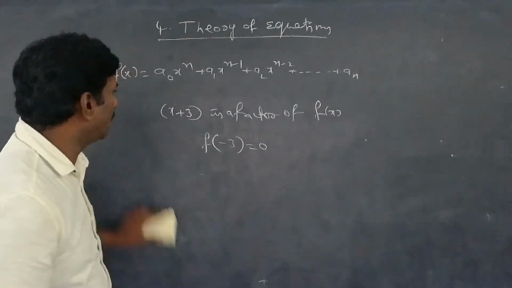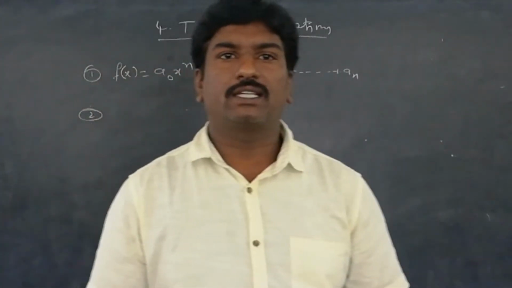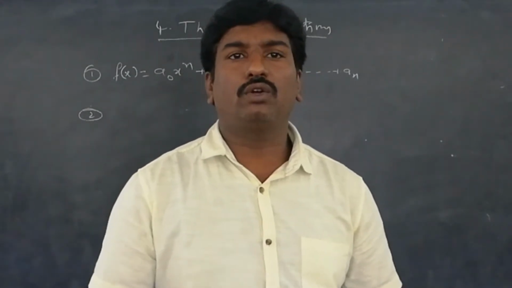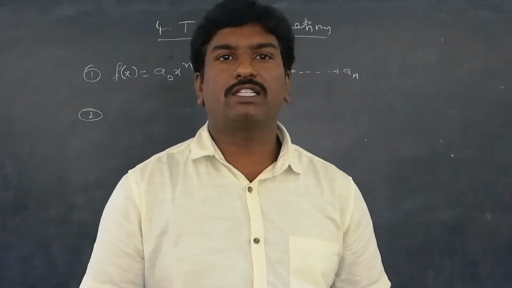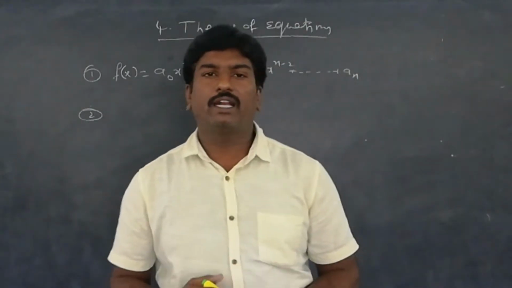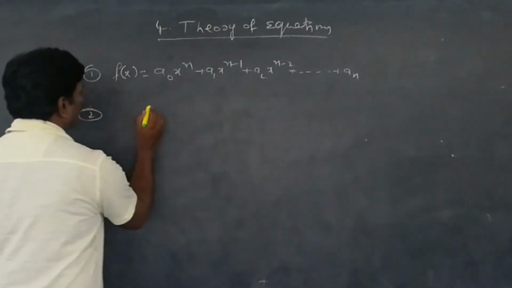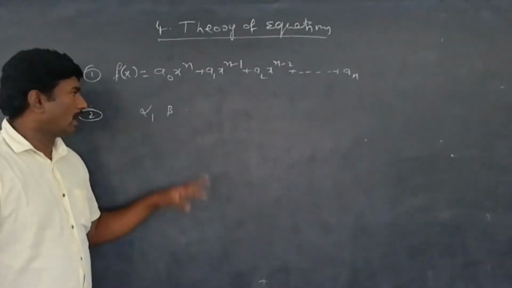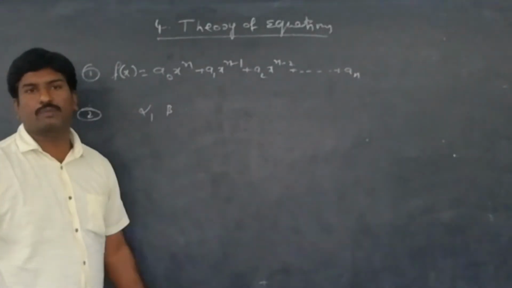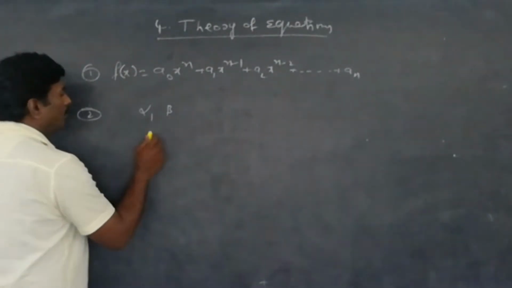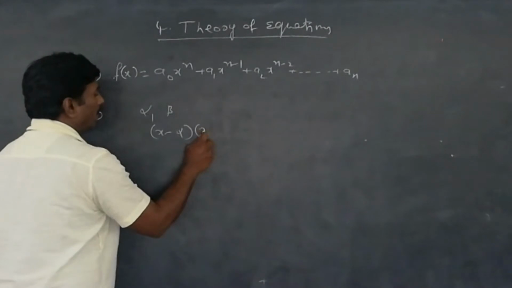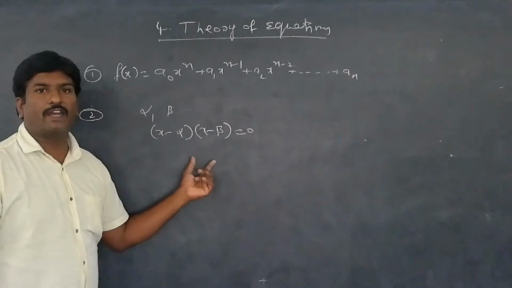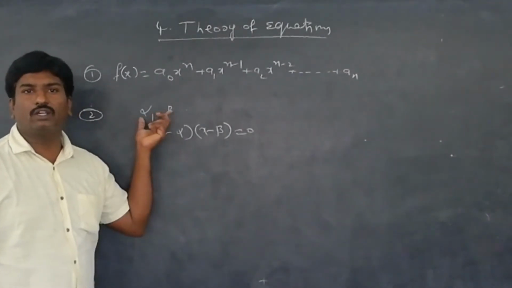Remainder theorem. Right? Every polynomial equation has some roots. So when we have the roots, we can find the equation. This concept we learned in quadratic expression also. Suppose alpha, beta are the roots of a quadratic expression. Then its equation is x minus alpha into x minus beta is equal to 0. So like this we can find the equation when we have the roots.